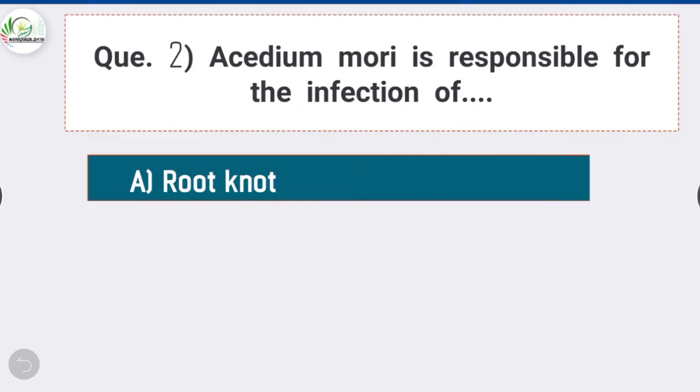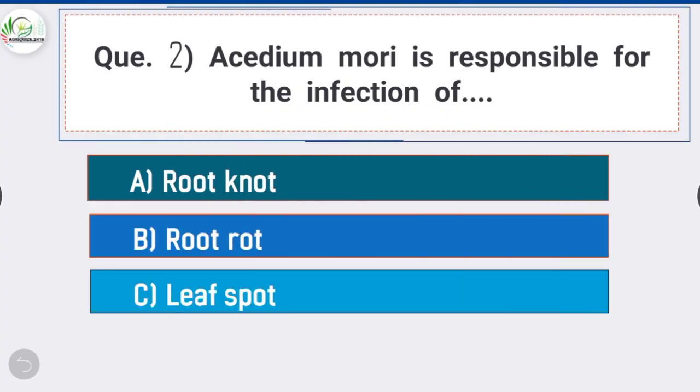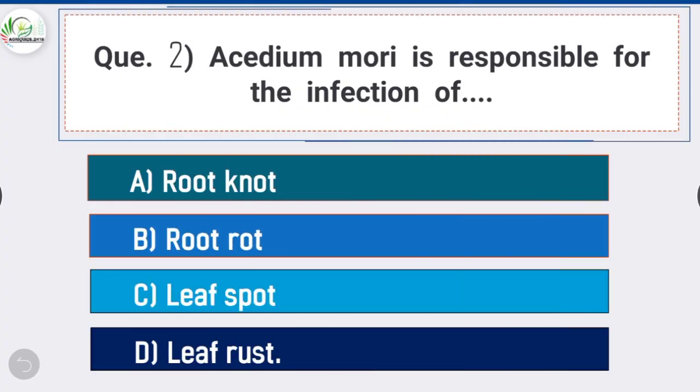Question number 2. Aecidium mori is responsible for the infection of dash. And the correct answer is leaf rust. Mulberry leaf rust caused by Aecidium mori is the most destructive disease of mulberry in nurseries, whose host scientific name is Morus species.